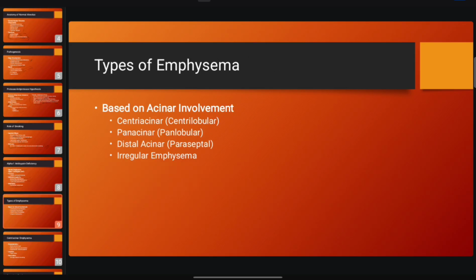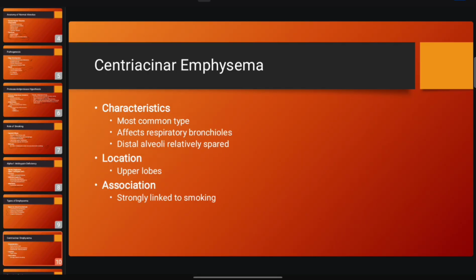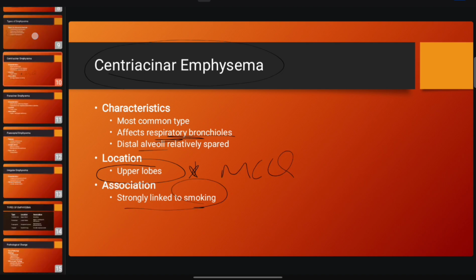So we talk about the types of emphysema. There are 4 types: centroacinar, then panacinar, distal acinar or paraseptal, and then irregular emphysema. Centroacinar: it is the most common type, affects respiratory bronchioles, and distal parts are spared. The location is upper lobe. This is important for MCQ purposes, and it is strongly associated with smoking.